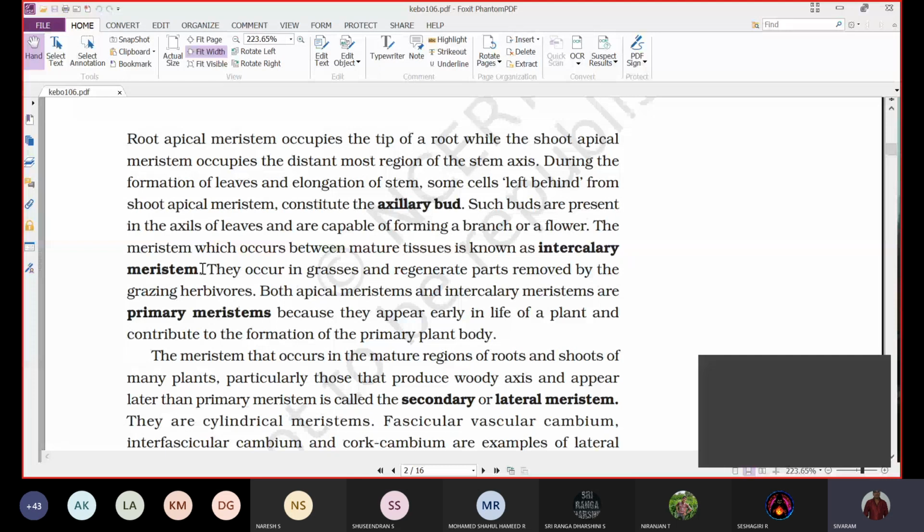Such a meristem we are calling the intercalary meristem, and they occur in grasses and regenerate parts removed by grazing herbivores. This intercalary meristem is responsible for the regeneration of lost parts that were eaten by herbivorous animals in the case of grasses. That is the importance of the intercalary meristem in grassland.